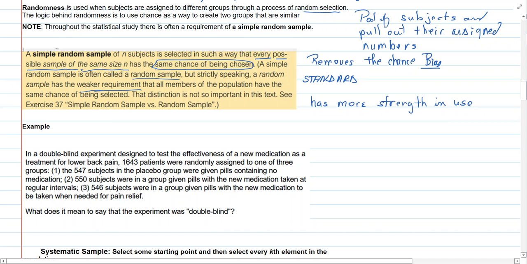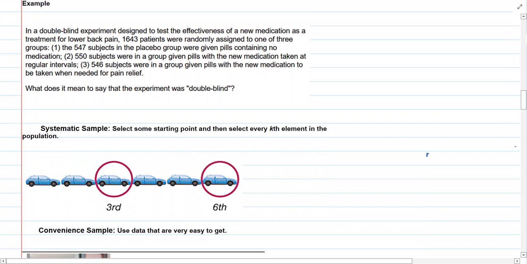So let's do an example. All right, here we go. In a double blind experiment, we know nobody knows who's getting what except the people running it. To test the effectiveness of a new drug, medication, as a treatment for lower back pain. So then we have our cardinal number, 1,643 patients. These are our subjects, randomly assigned to one of three groups.